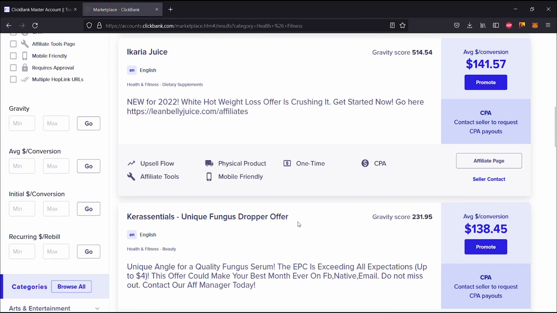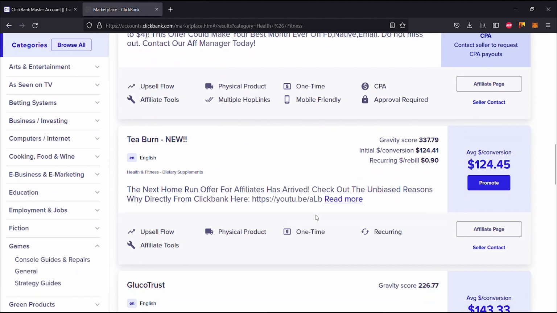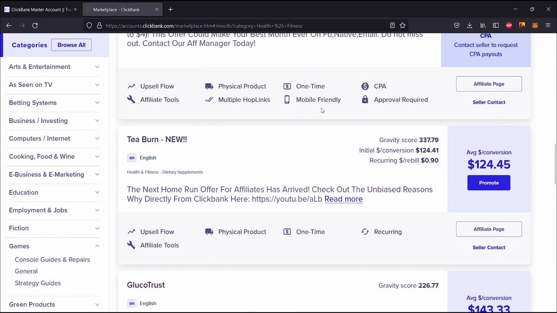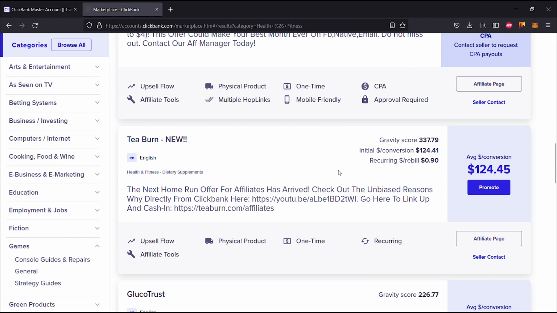Just anyone can pick this thing up, unfortunately. But the gravity score isn't that high anyway, so you don't have to worry. There's plenty of other products out there. So moving on, we have T-Burn, and this is new.